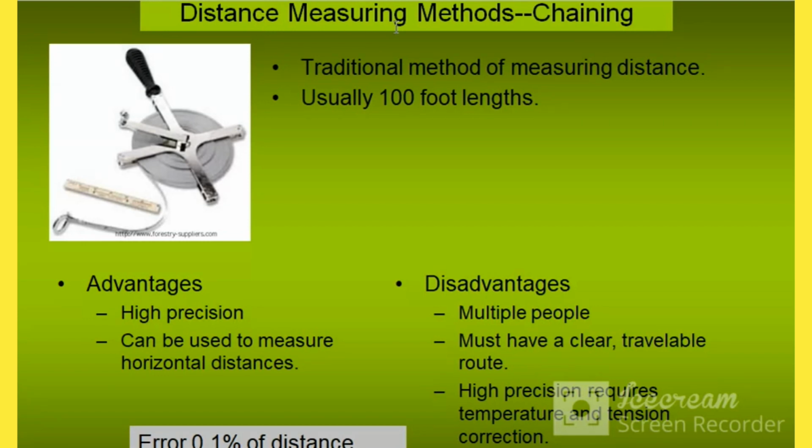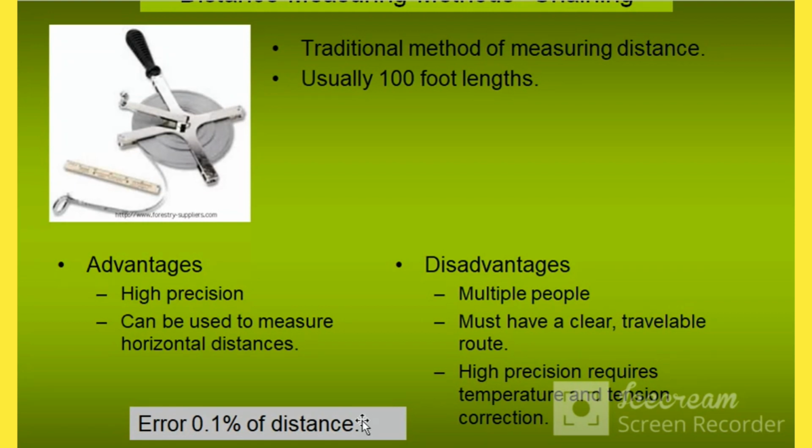The distance measuring methods, chaining. Traditional method of measuring distance, usually 100 feet of length, 100 foot length. Advantages: high precision, can be used to measure horizontal distance. Disadvantages: multiple people, must have a clear traveled route. High precision required temperature and tension correction.